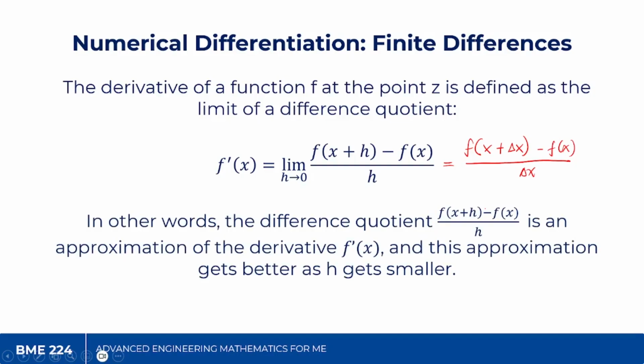Now, in other words, the difference quotient is the approximation of the derivative. Whatever function we are given here, the approximation of that derivative as h approaches something is the approximation. And the smaller our step size gets, the more accurate or the better our result is.